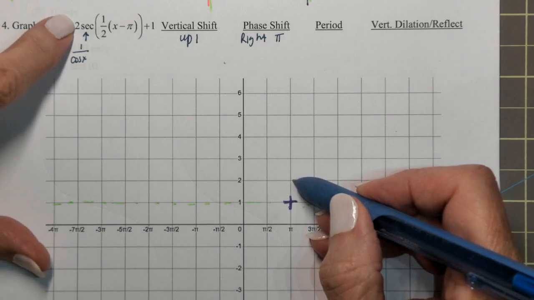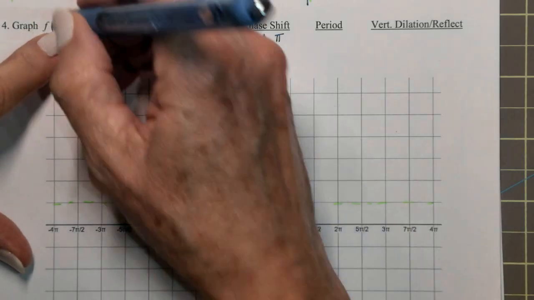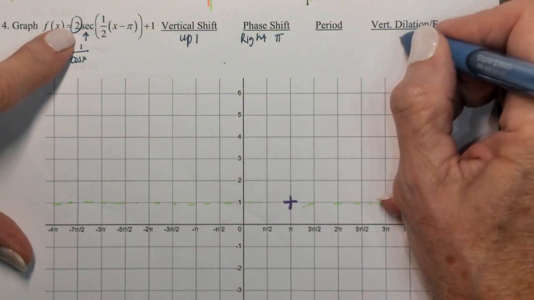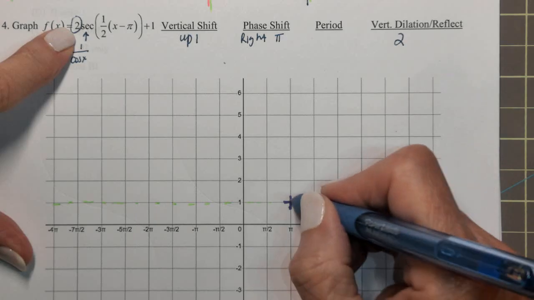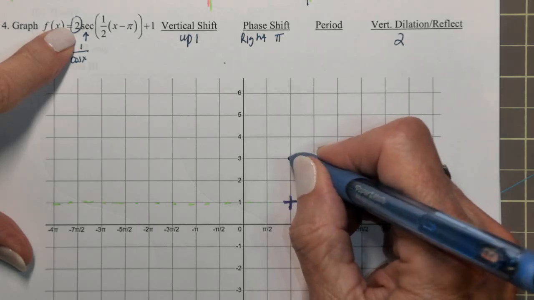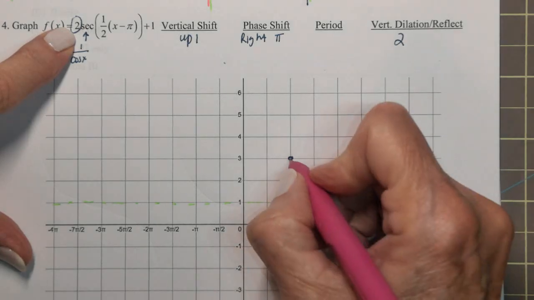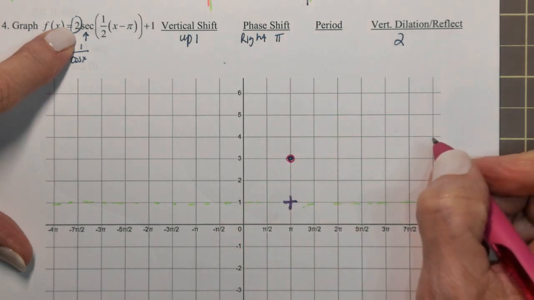But it's not going to start up 1, is it? Because there's a 2 here. How far up is it going to start? It's going to start up 2. Up 2. Okay?